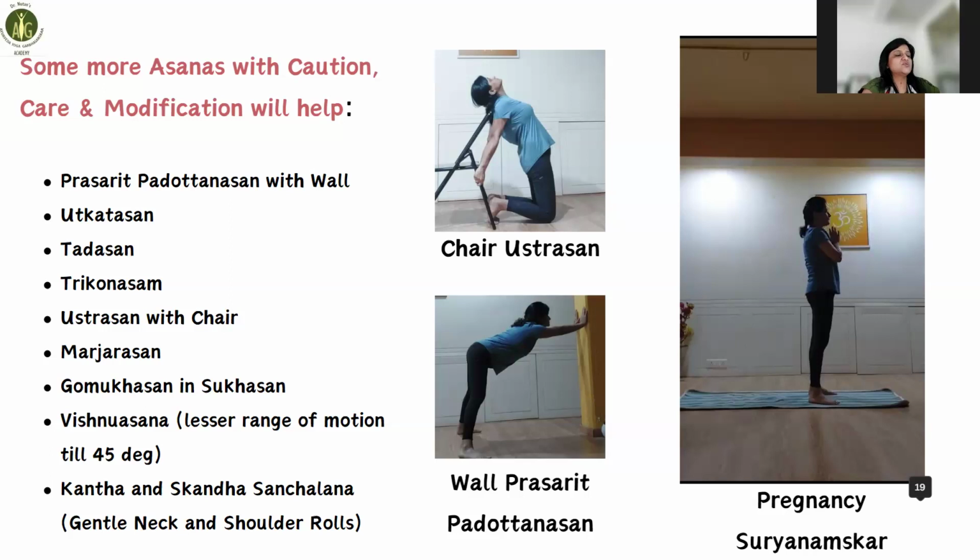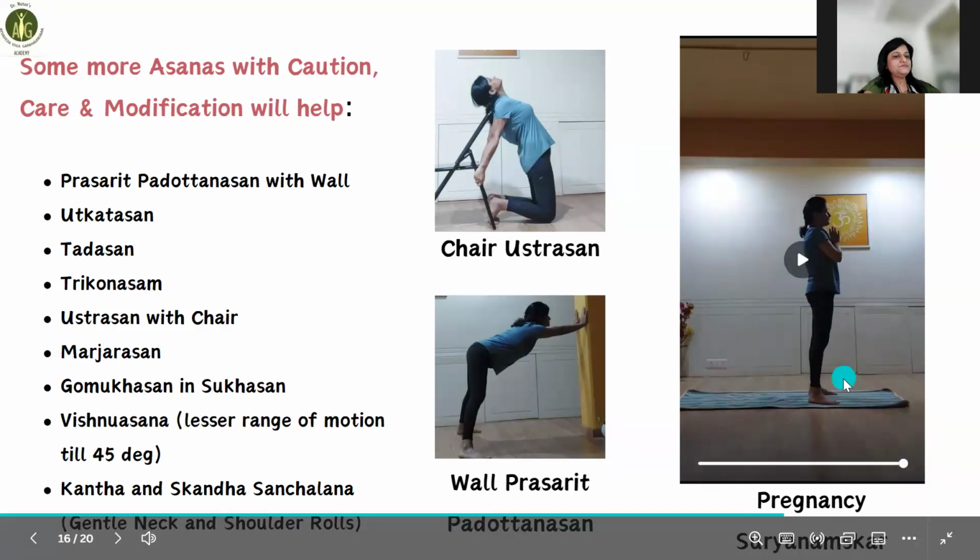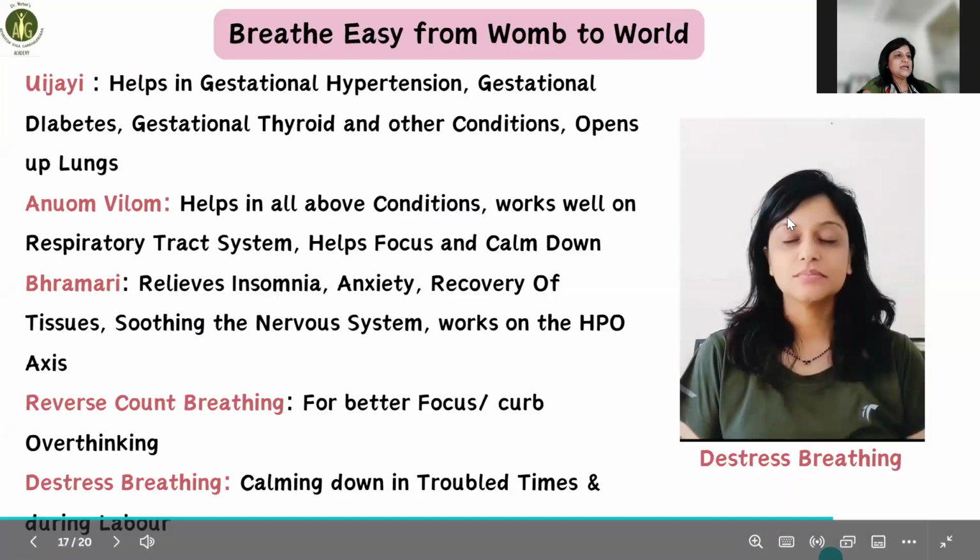Vishnu Asana is a wonderful asana where you have to lie sideways so there is no pressure on the belly, and you can do lesser range of motions in Vishnu Asana. And the Kantha and Skanda Sanchalasana, one for the neck and shoulders, where again the stimulation of thyroid and the carotid gland happen beautifully well. This is the yoga part of it.